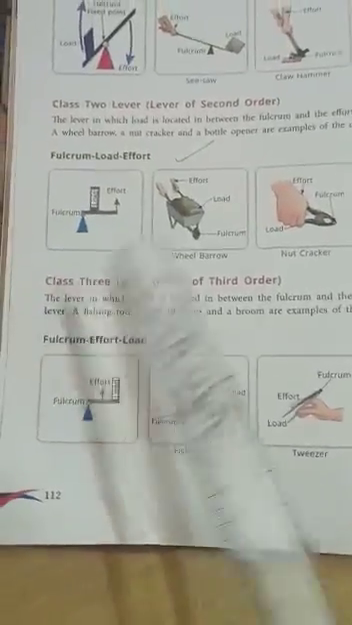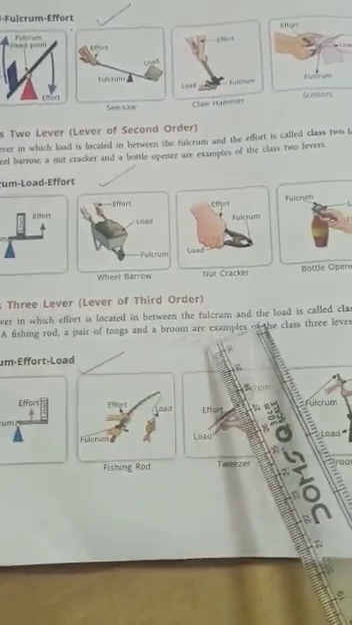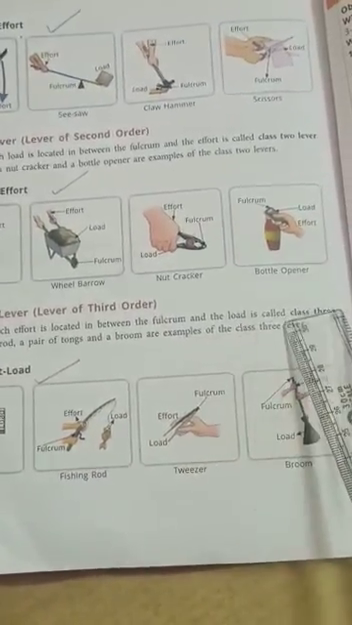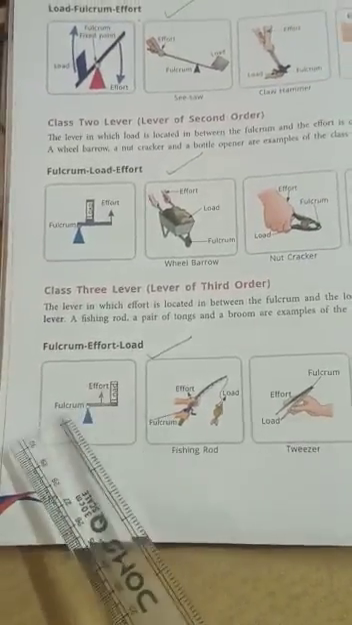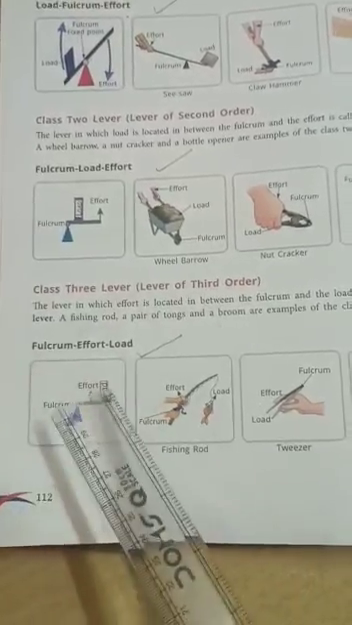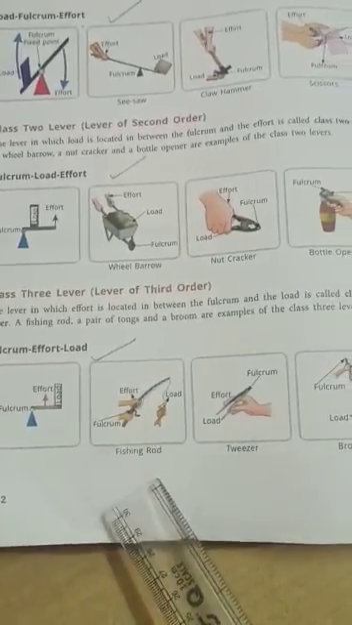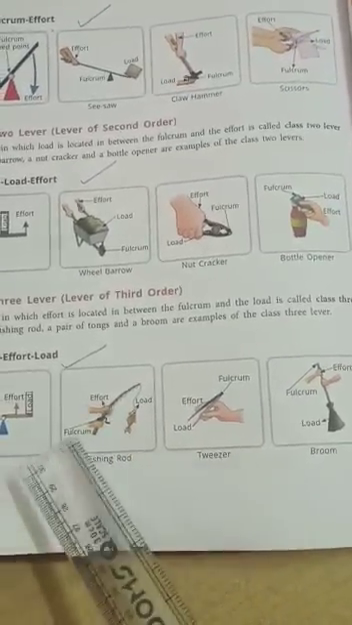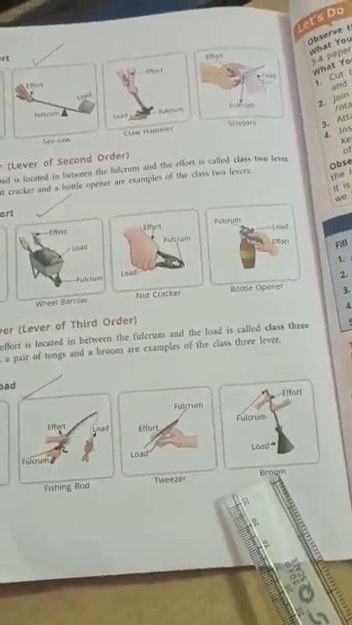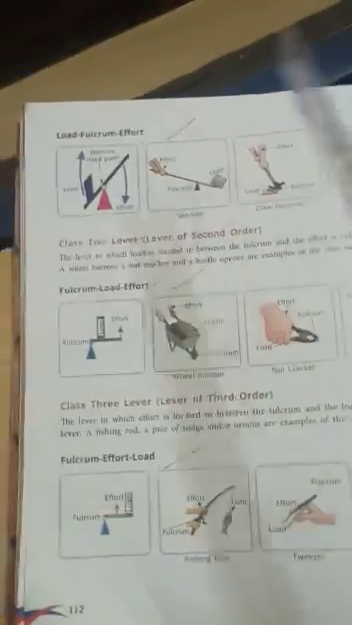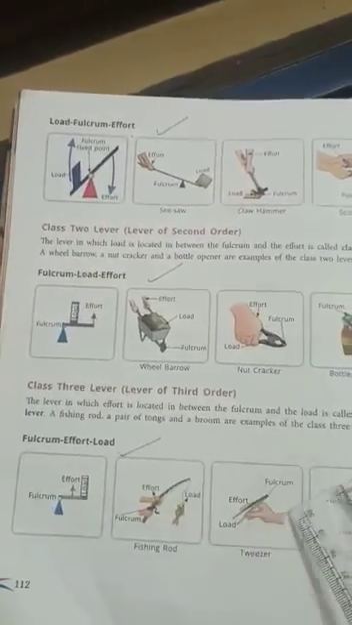Then class 3 lever. The lever in which effort is located in between the fulcrum and the load is called class 3 lever. So in class 3 lever, effort is in between the fulcrum and the load. Some examples are fishing rod. You can see effort here, fulcrum and load. Okay, so tweezer, broom. So you can learn this while seeing the pictures also.